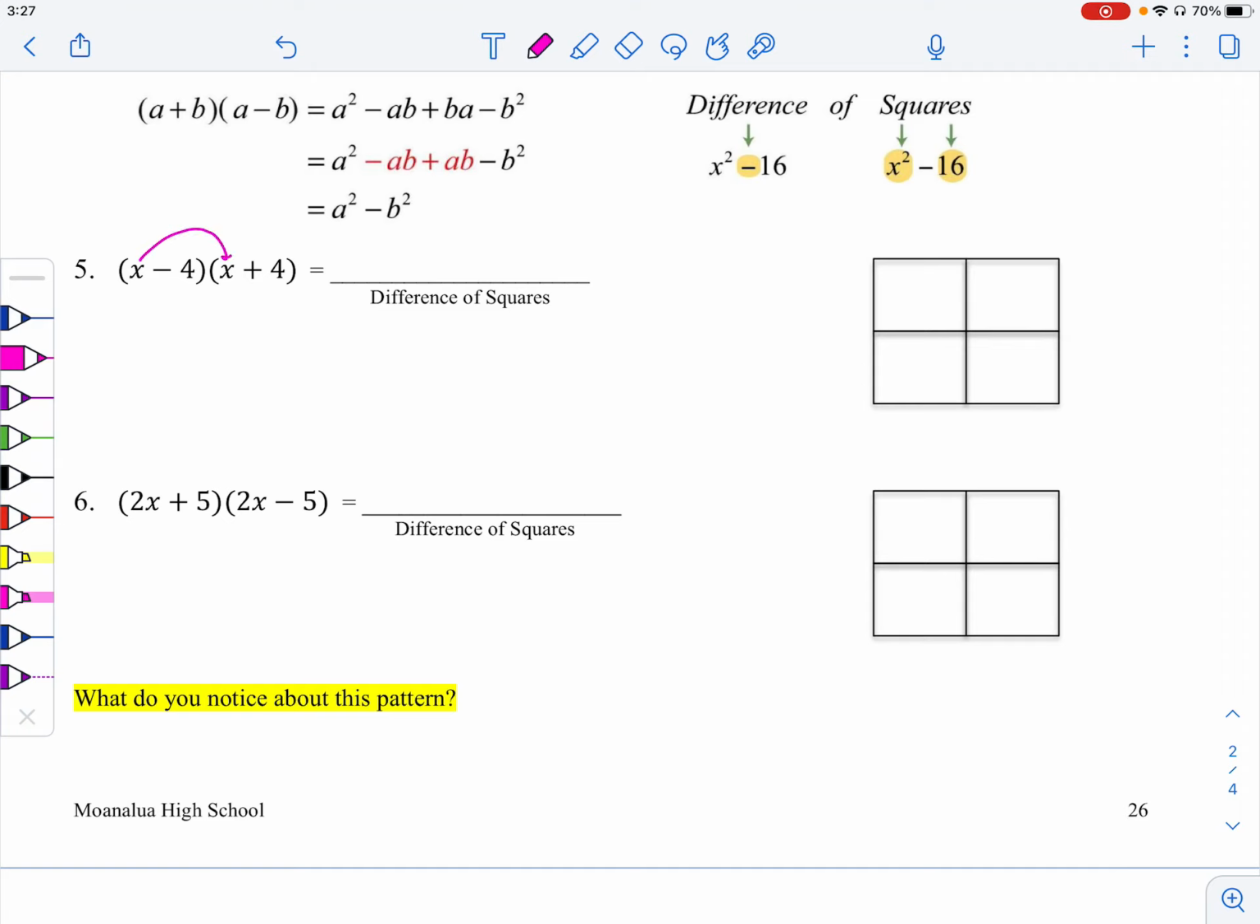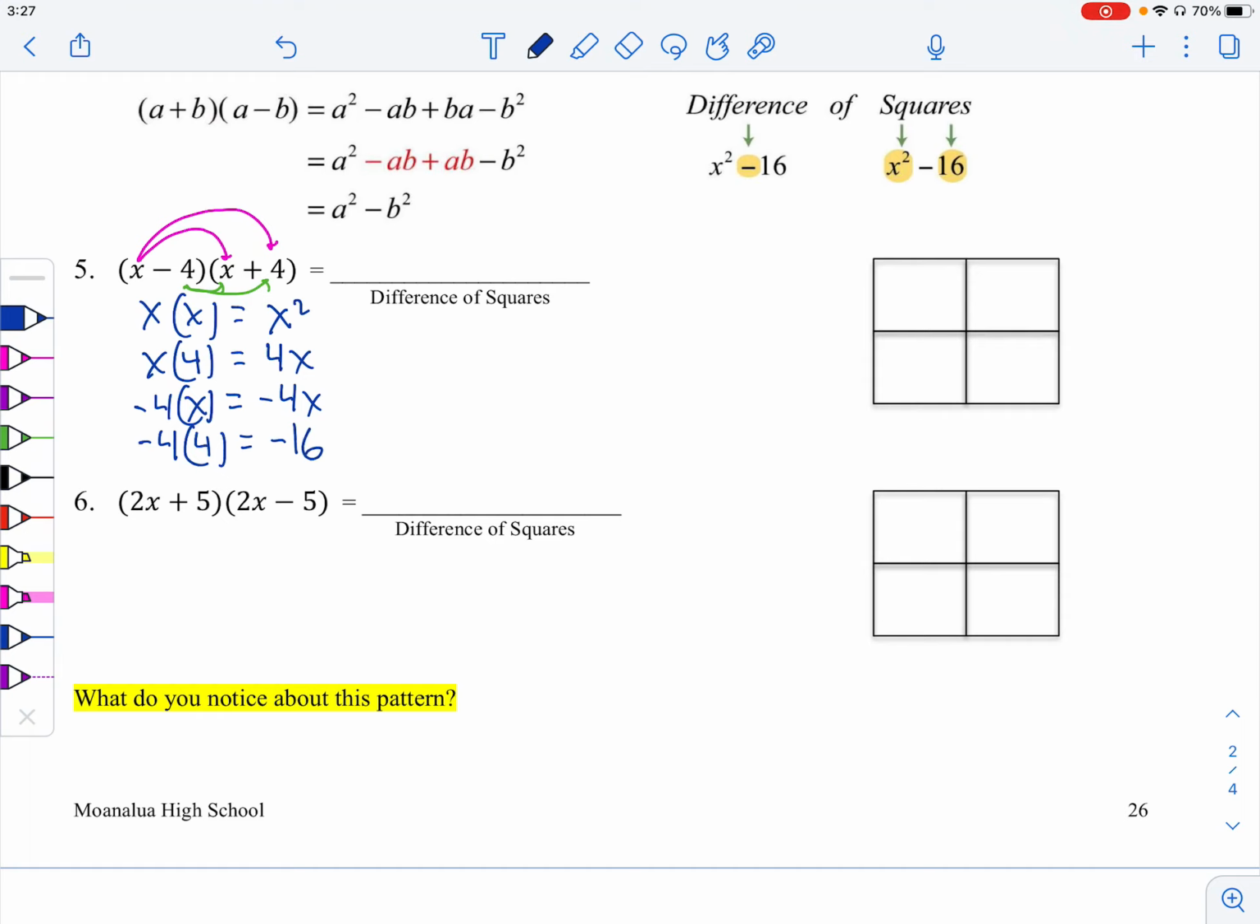So x times x, same thing, right? Let's see what happened. x times positive 4. And we go to the next one, negative 4 times x. And then negative 4 times 4. So x times x is x squared. x times 4, 4x. And then negative 4x. And then negative 4 times 4, negative 16.